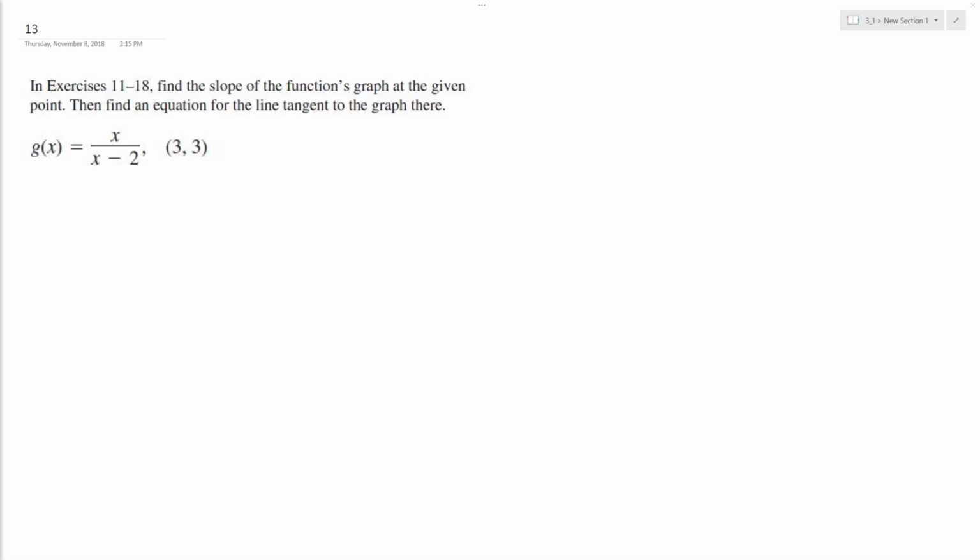All right, so I want to find the derivative, but I want to find the tangent line for this at the point (3, 3). So I'm going to use the quotient rule.